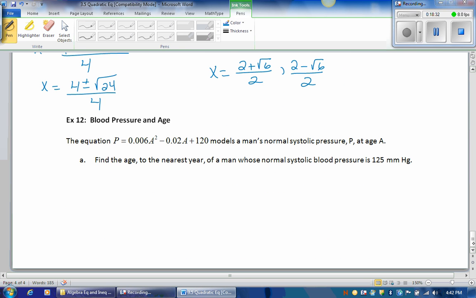Blood pressure and age. All right, so the equation P equals 0.006a squared minus 0.02a plus 120 models a man's normal systolic pressure P at age A. Find the age to the nearest year of a man whose normal systolic blood pressure is 125. All right, so if his pressure is 125, we need to substitute that 125 in for P.